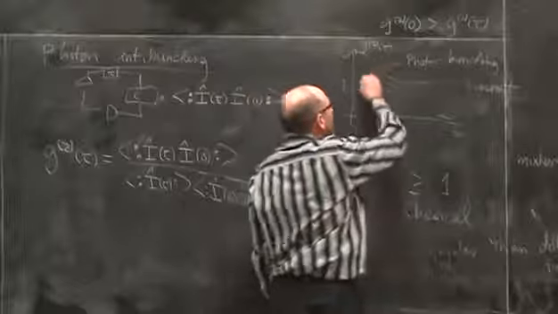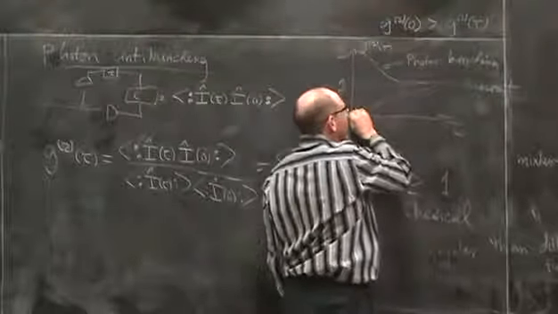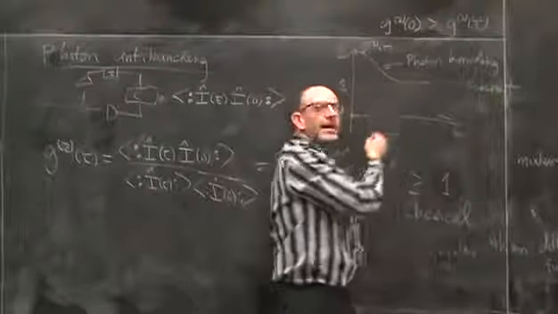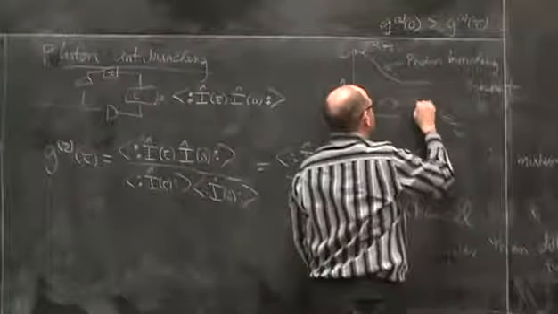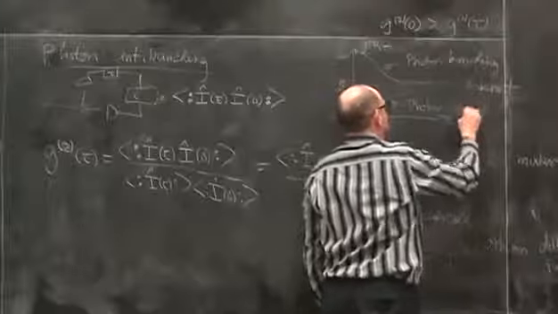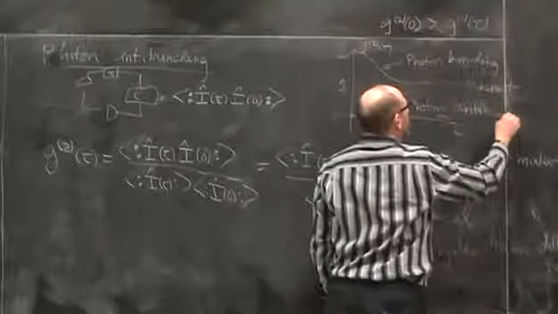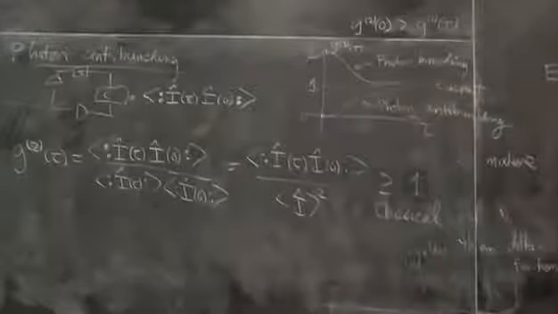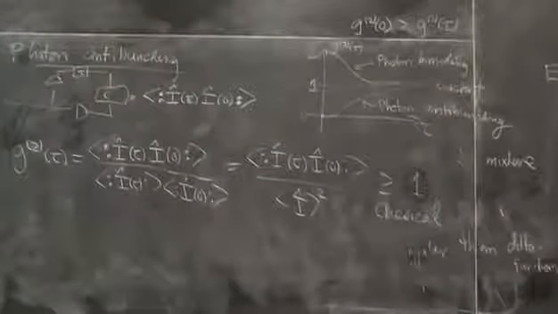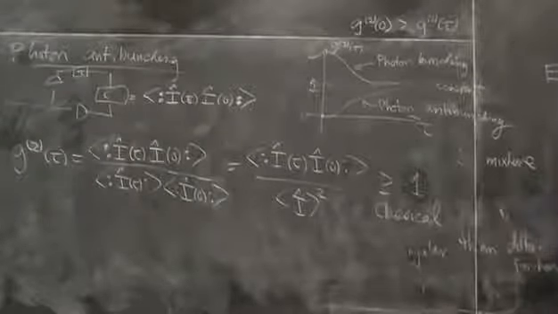So if we see anything that dips below 1, it doesn't have to go all the way to 0, but it might, then this is what's called photon anti-bunching. And photon anti-bunching is another signature of non-classicality. In fact, it was the first signature that was ever observed back in the late 1970s.